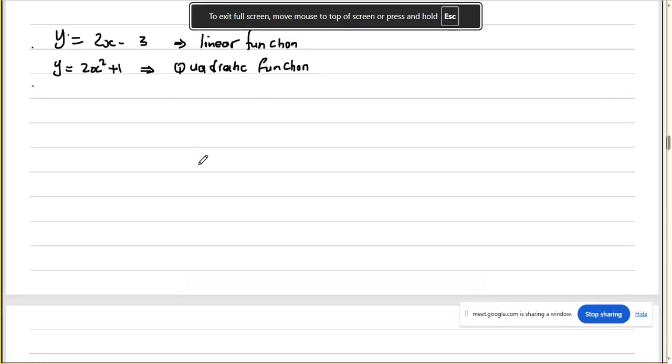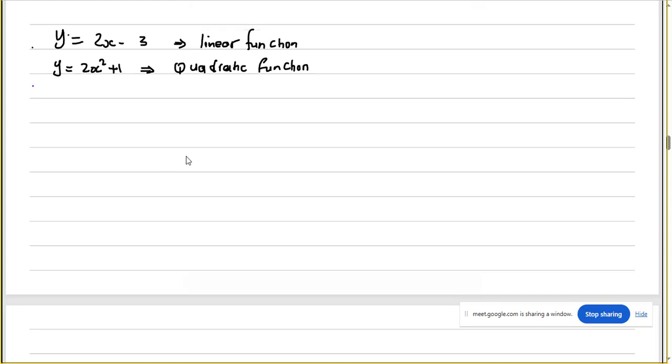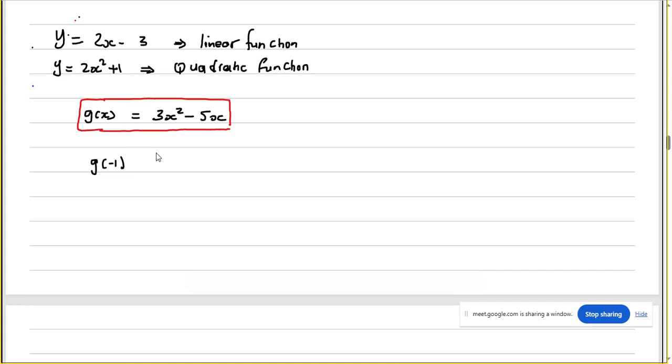Okay, so when we cover the basics, please listen to this. Let's say we give you g(x), and we say that your g(x) is equal to 3x squared minus 5x. So this is the given function. From this given function, we're going to answer the following questions, okay? First thing first, you need to be able to find g(1). If they say find g(-1), what are you going to do? What will this be equal to?